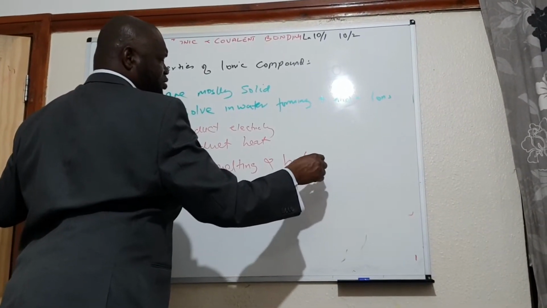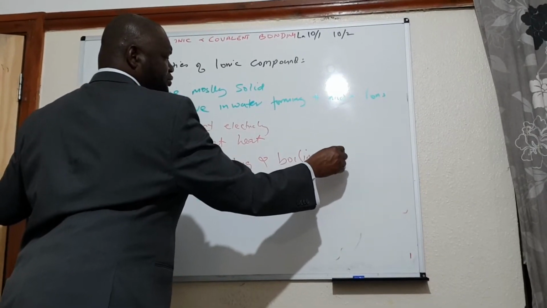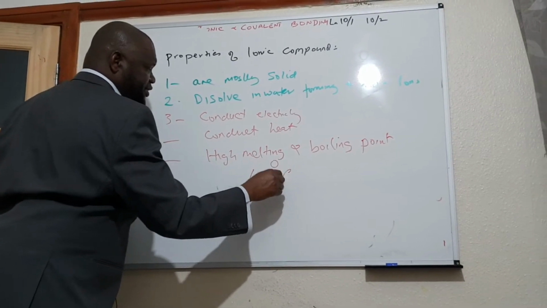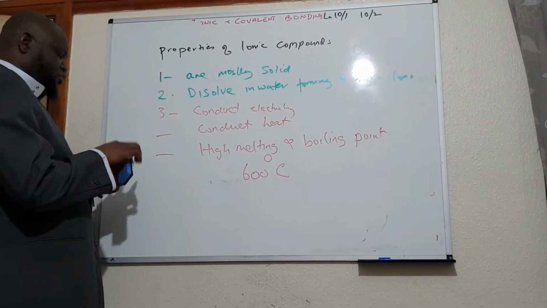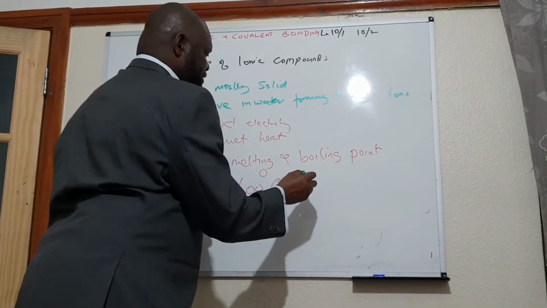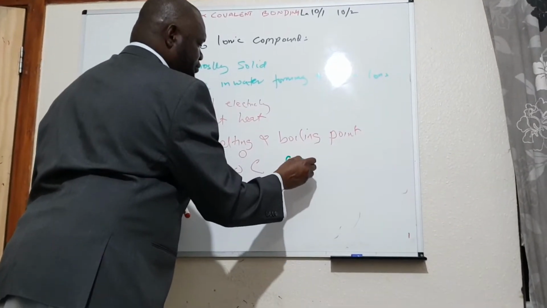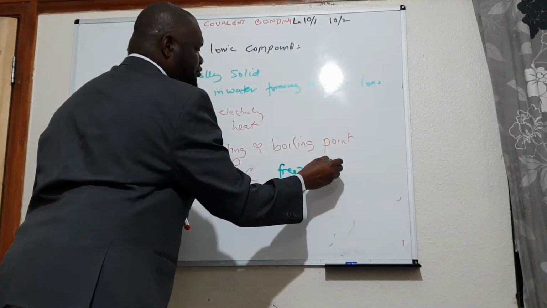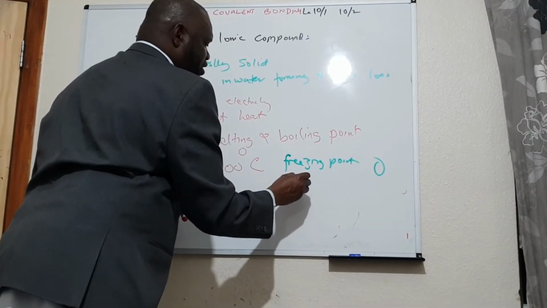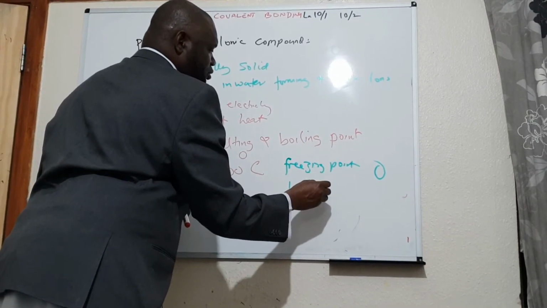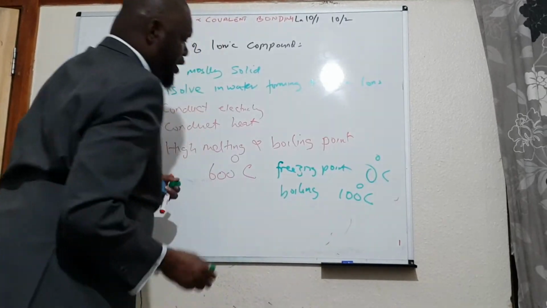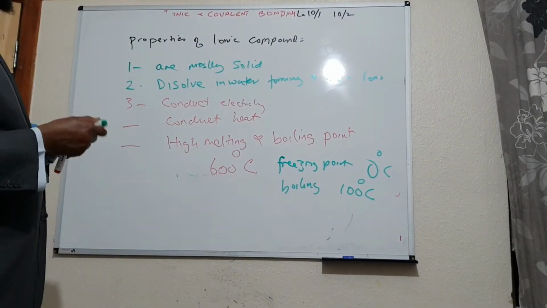And I explain this by means of electrostatic forces. You may have 600 degrees Celsius, as opposed to water that we drink, which has a freezing point of 0 and a boiling point of 100 degrees Celsius.